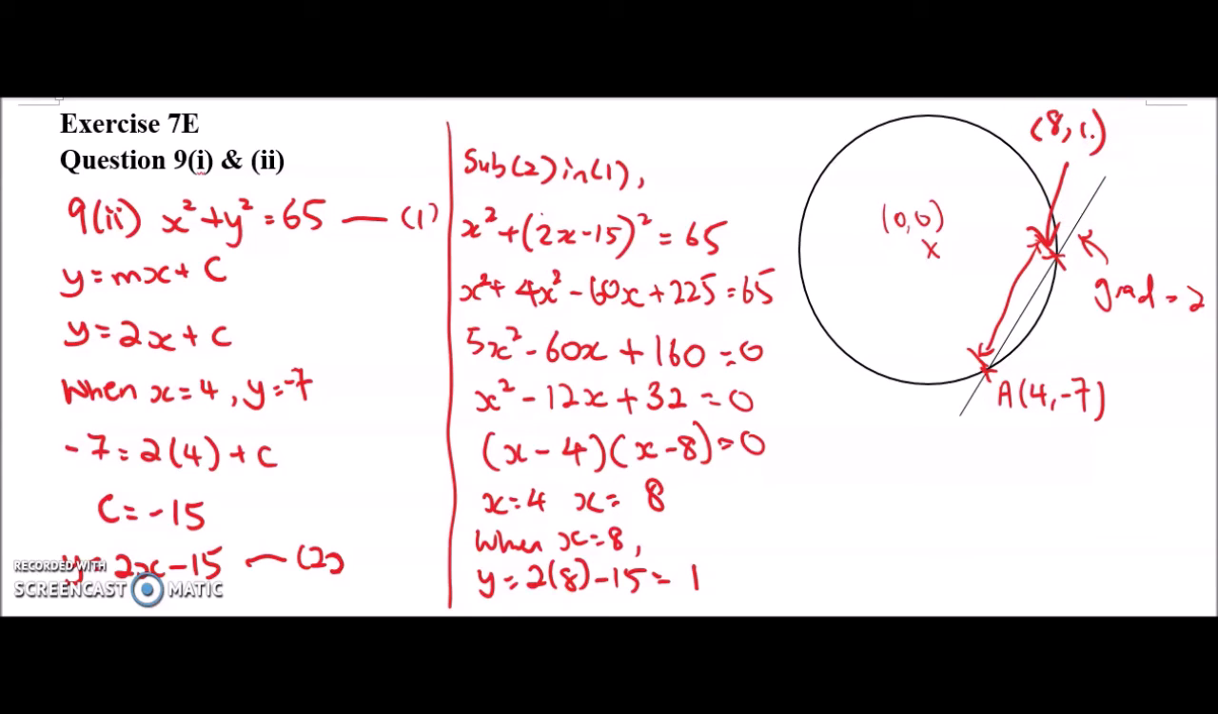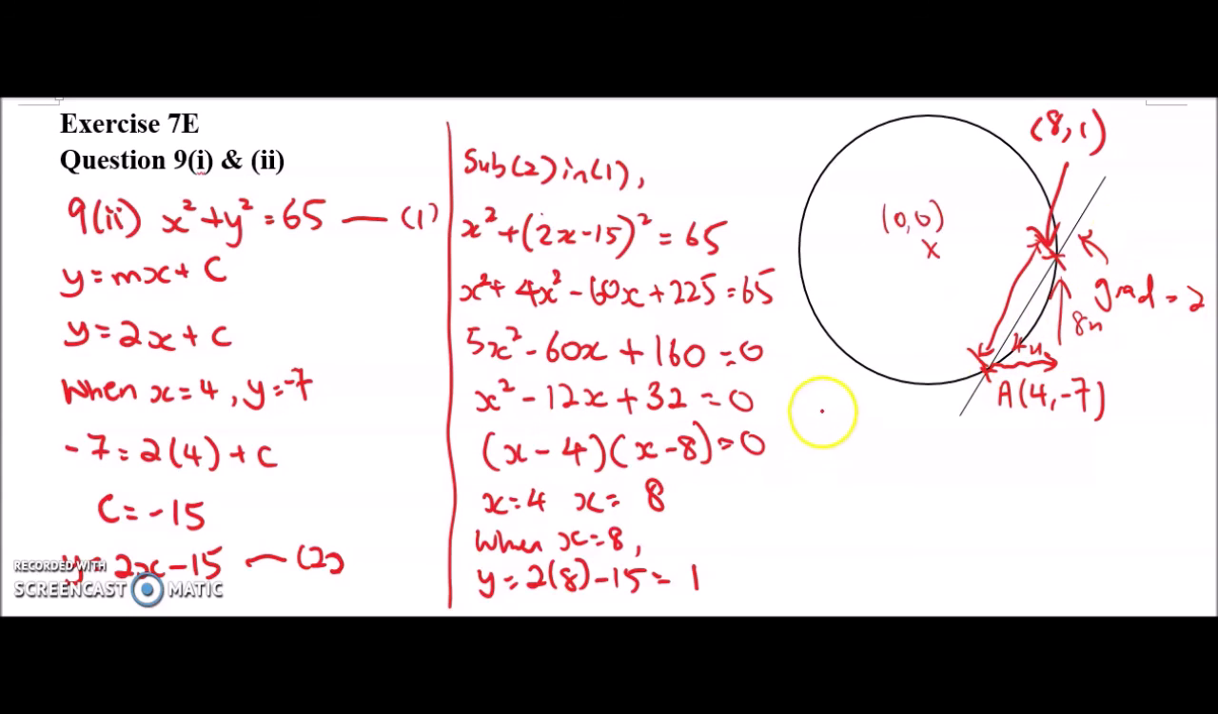We can double check if the gradient is 2. If we move from this point across and go up, from -7 to 1 is 8 units vertically, and from 4 to 8 is 4 units horizontally. So 8 divided by 4, yes, we get 2.